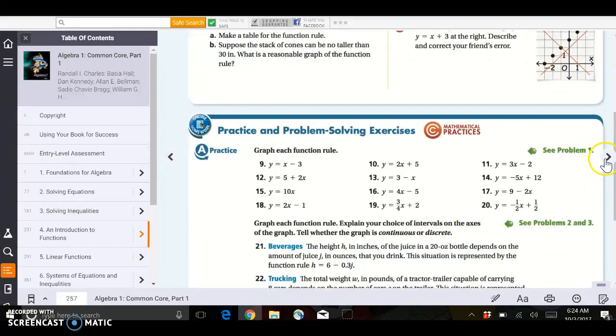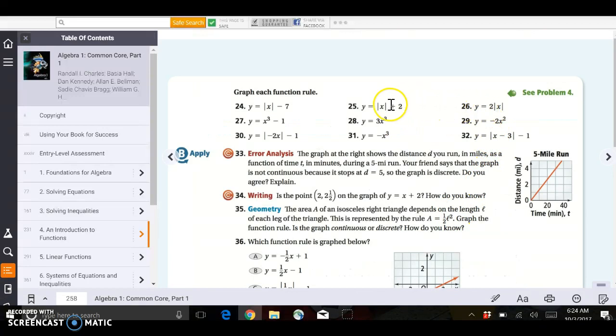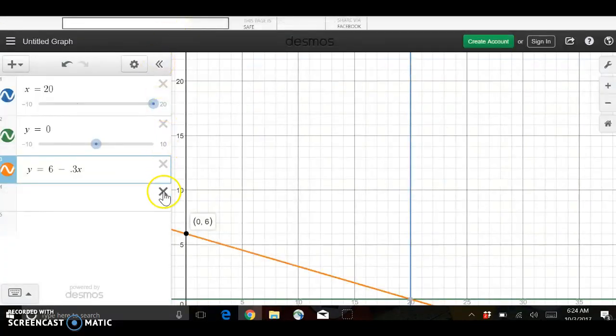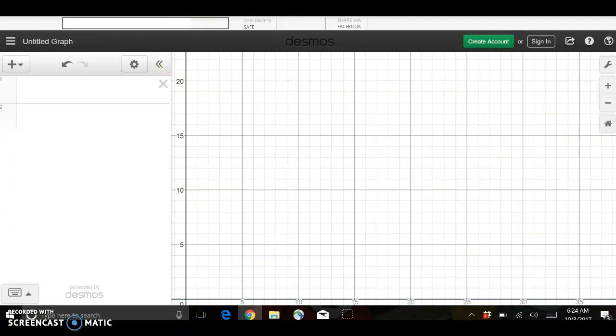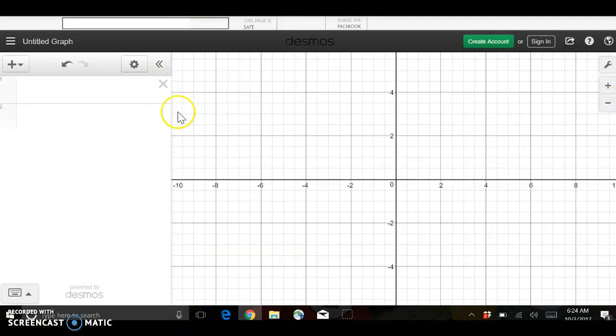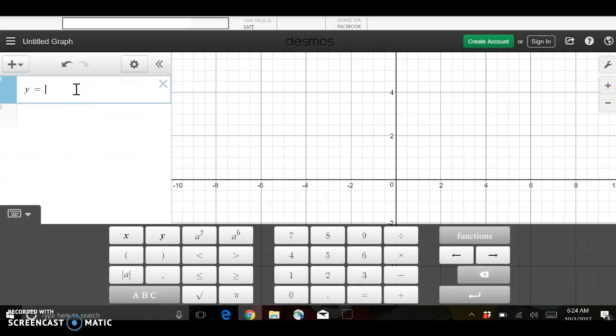Let's look at one more. Let's look at 25. It says graph the function rule. I'm going to go back to my free graphing calculator. And I'm going to graph for you first the parent function, or what all these functions come from. And that is absolute value of x. So this is what the absolute value of x looks like. So all absolute value of x looks like this V shape.